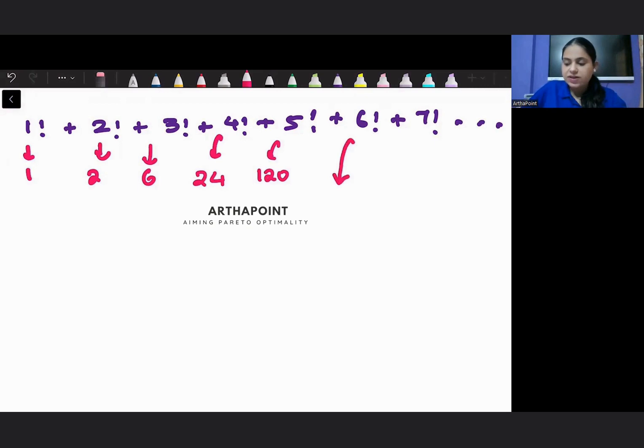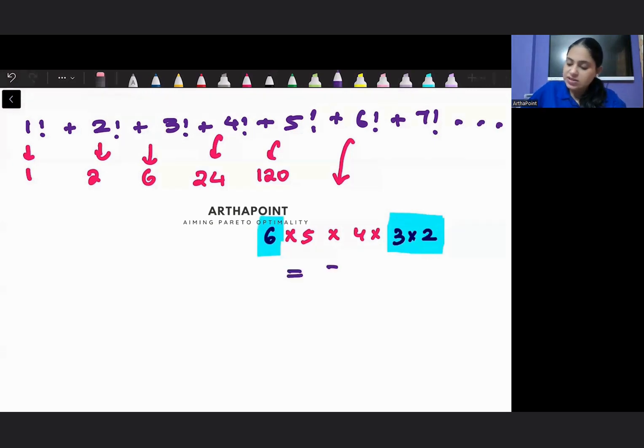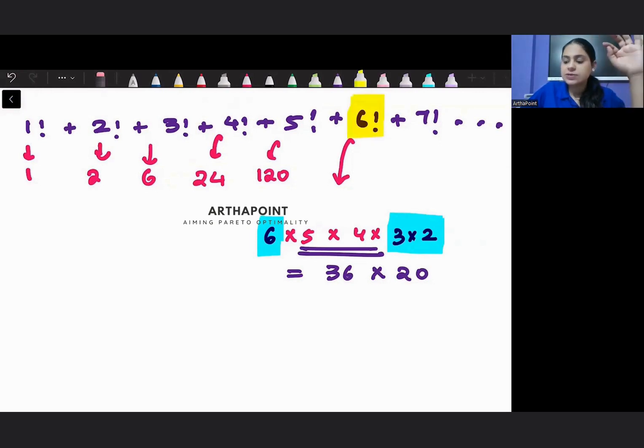Now come to 6 factorial. 6 factorial is 6 into 5 into 4 into 3 into 2. So notice here that I am getting 3 into 2, which is 6. 6 into 6 is 36. So what I get here is 36 into 20. So that means that 6 factorial will be divisible by 36. 6 factorial will be divisible by 36.